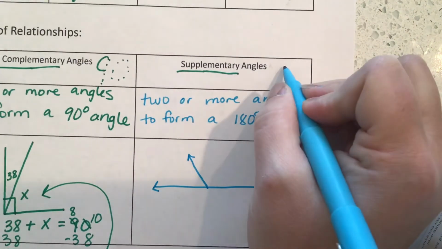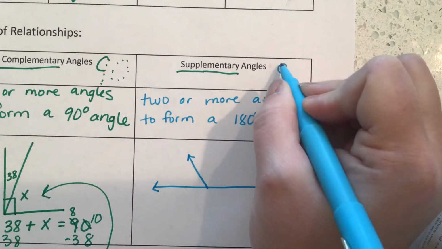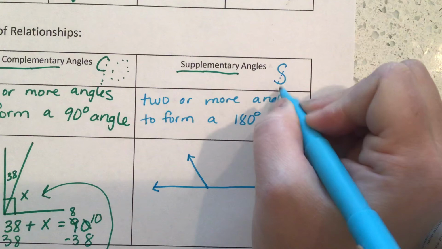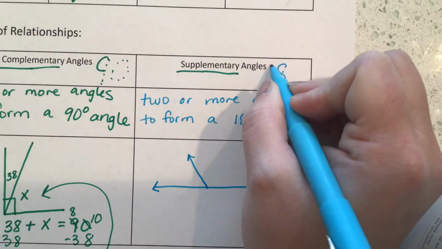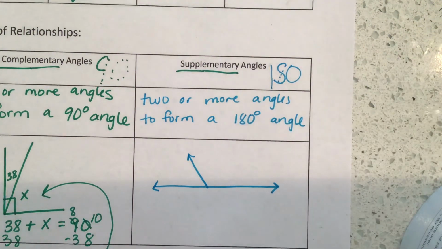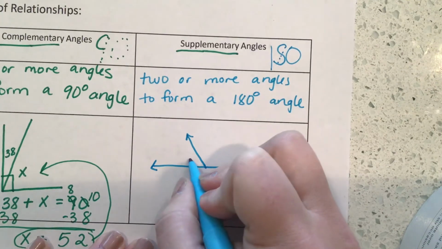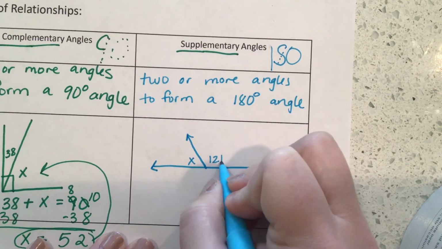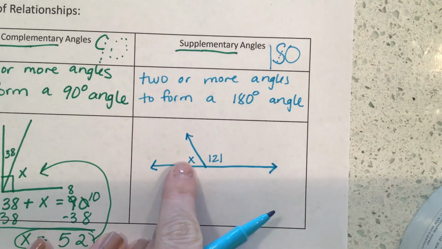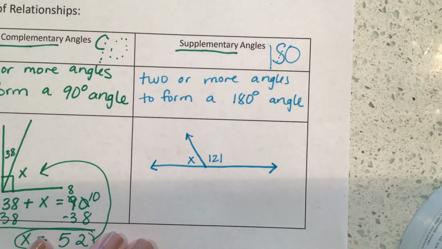And for supplementary, the way I taught you in class is you take the S and you connect the two lines there, and that makes an 8. So that should trigger you that that is 180 degrees. So if I say that this is X and this is 121, you have to be able to tell me what X is. So pause real quick and see if you can figure it out.